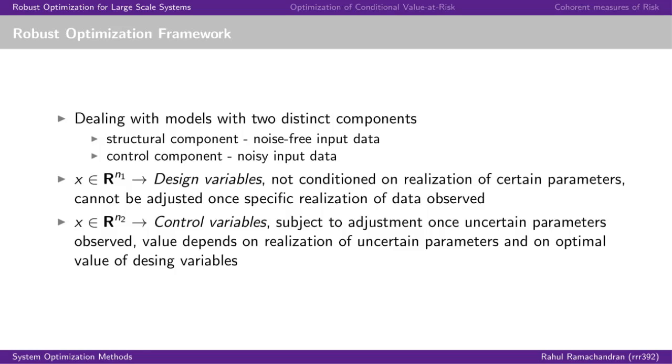The design variables or structural components are unconditional. Even when certain parameters are realized, they're fixed and hence can be said to be used to design the model. On the other hand, control components are subject to adjustment once certain parameters are observed. The optimal value as well as the realization of uncertain parameters is what defines their values.